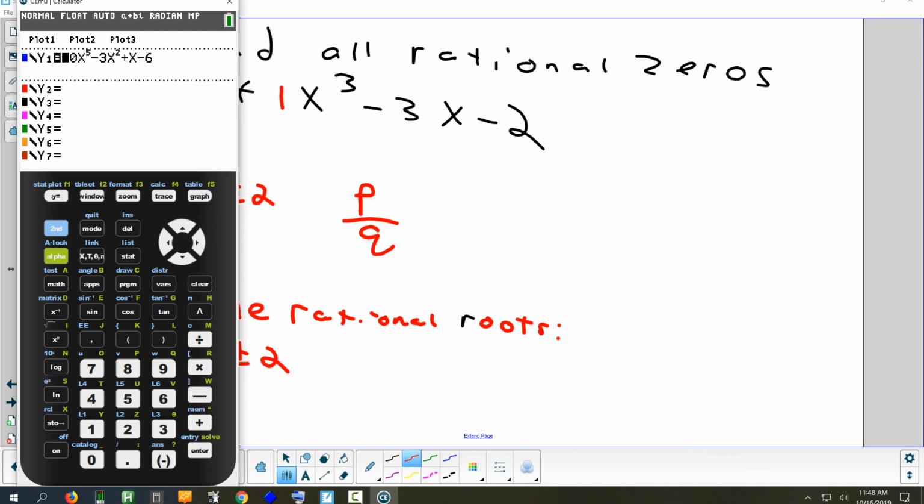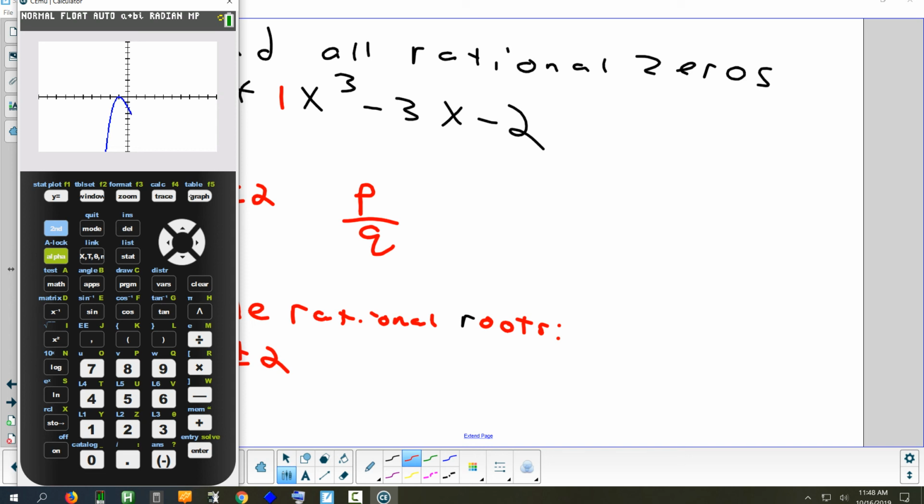So let's graph it and see. X cubed minus 3x minus 2. Out of plus 1, minus 1, plus 2, and minus 2, which ones look reasonable? Yeah? -1 and plus 2. They both look reasonable. If there are two that look reasonable, it doesn't matter which one you do synthetic division with first. Let's try the 2. I'm going to trace to 2, and I showed that it is a root.